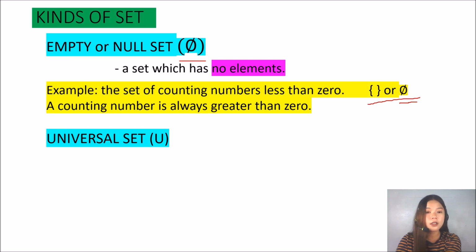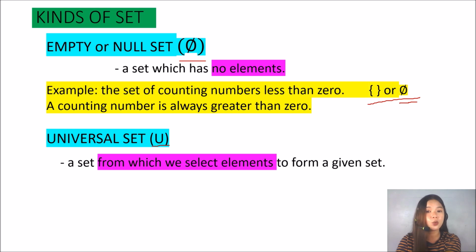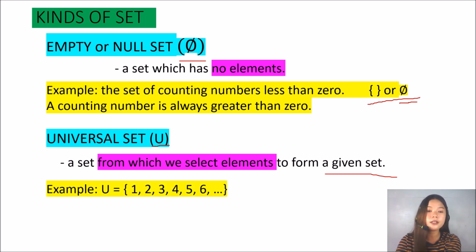We also have universal set. So, the symbol for universal set is big letter U. A set from which we select elements to form a given set. So, sa universal set po, it contains all the elements po na pwede po natin pagkunan to form again another set. For example, we have the universal set, counting numbers, 1, 2, 3, 4, 5, 6, and so forth. So, kung counting number po yan, pwede tayong kumuha sa kanya ng another set like set of counting numbers from 1 to 10. So, pwede po tayong kumuha sa kanya.